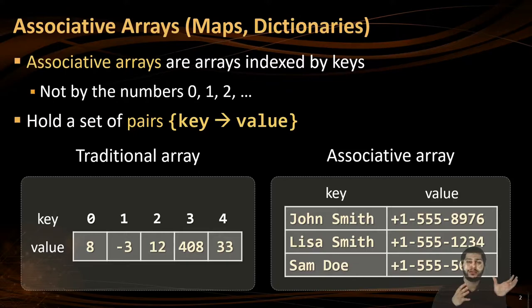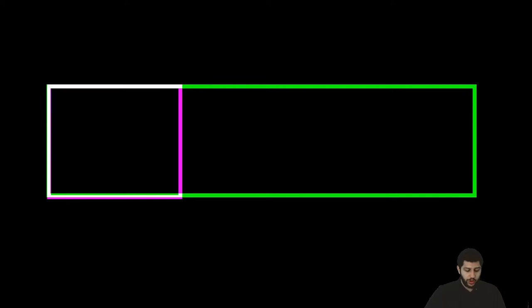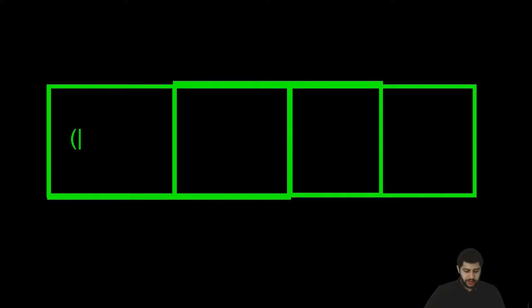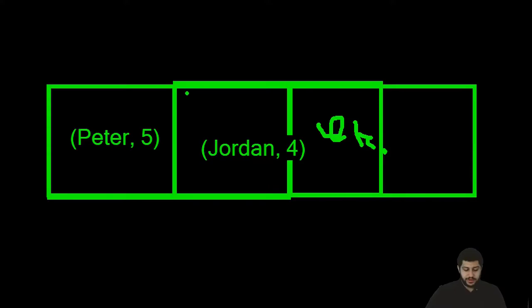Even if we store something like a tuple, let's say we have an array again, and instead of storing plain values, let's say plain integers, it stores tuples. So we have Peter 5, Jordan 6, or something like that, etc. If we have something like this, it is still not possible to solve the problem efficiently, whether it's the conference problem or the phone book problem.